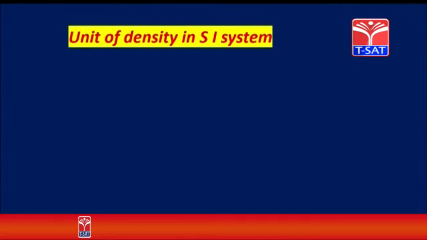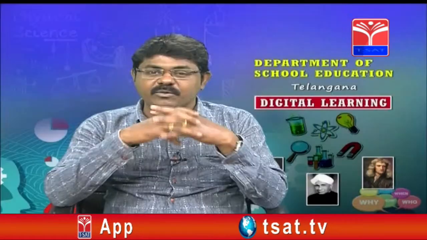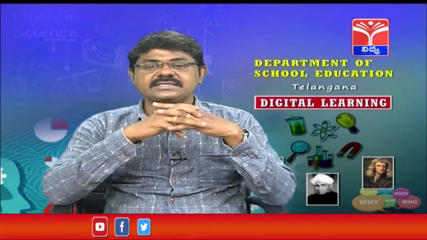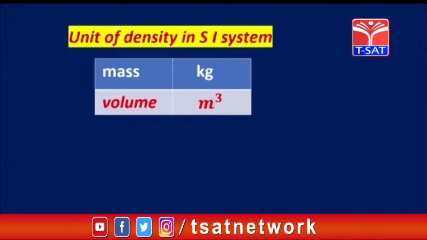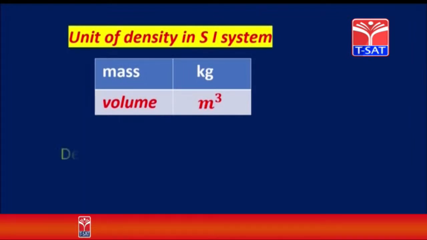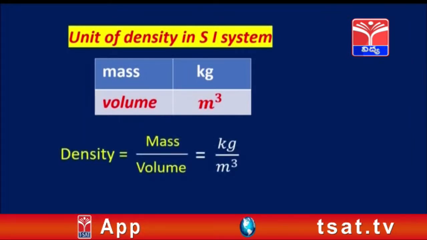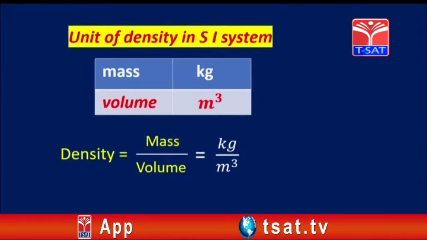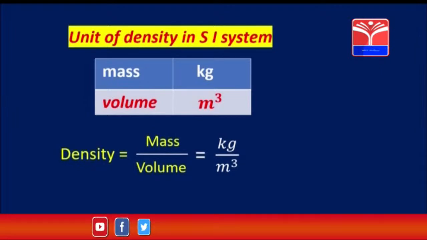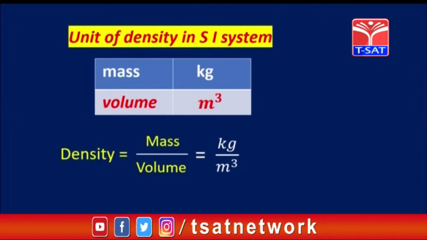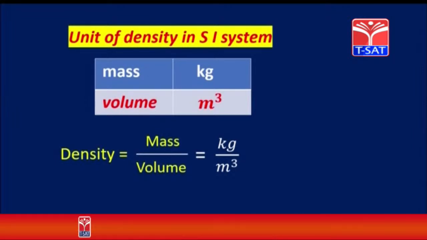Now what are the units of density in the SI system? To understand any physical quantity, we need the unit. Understanding completely the physical quantity is the unit itself. Mass is usually measured in kilogram in the SI system and volume is measured in meter cube, and the density formula is mass by volume. So mass is kilogram and volume is meter cube. So the unit for density in the SI system is kilogram per meter cube.